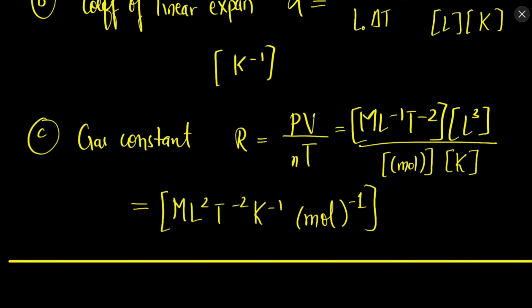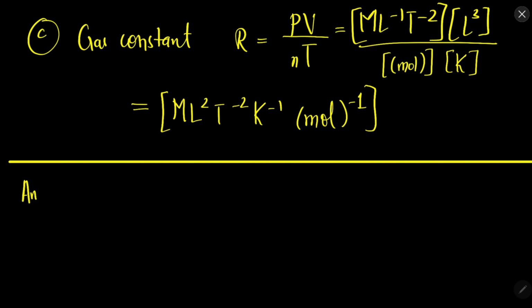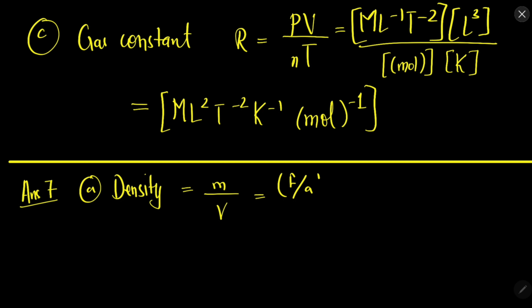First they are asking about density. Density is mass upon volume. Now mass is force upon acceleration, by F equal to ma, and V is the volume. We know that the dimension for volume will be L³.